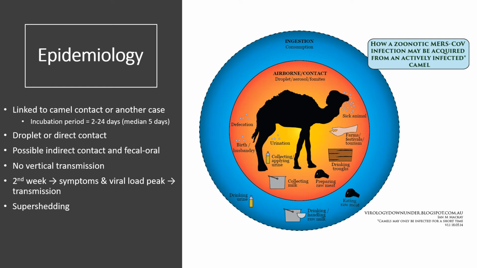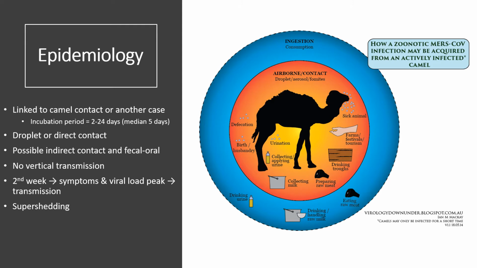Primary cases occur via contact with infected camels, their excretions, secretions, and products, including raw camel meat. The mechanism of transmission is droplet or direct contact. It is possible that transmission can occur through indirect contact and fecal-oral routes. No vertical transmission has been identified.